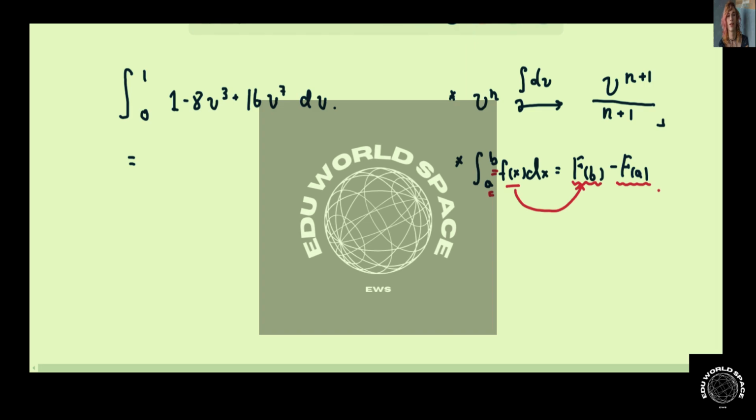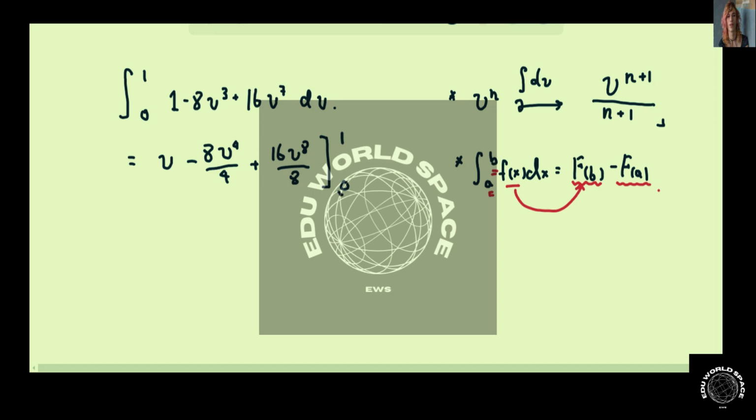The integral of 1 is going to be v. For v cubed, the integral would be v to the fourth divided by 4. So you will have minus 8v to the fourth over 4. The next expression is going to be 16v to the eighth over 8. And then you're going to evaluate it by plugging in the numbers 0 and 1 later.